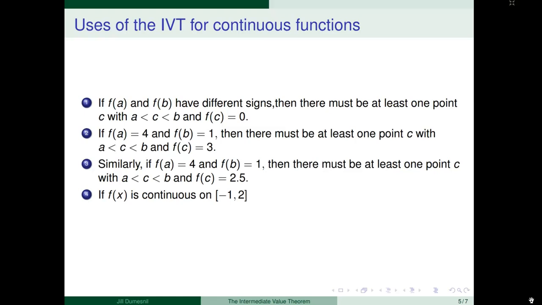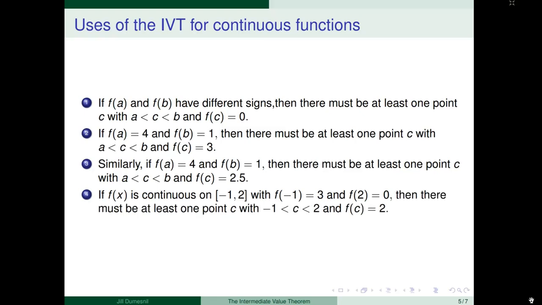Finally, if f is continuous on the closed interval from -1 to 2, with f of -1 equal to 3 and f of 2 equal to 0, then there must be at least one point c between -1 and 2, for which f of c is 2.